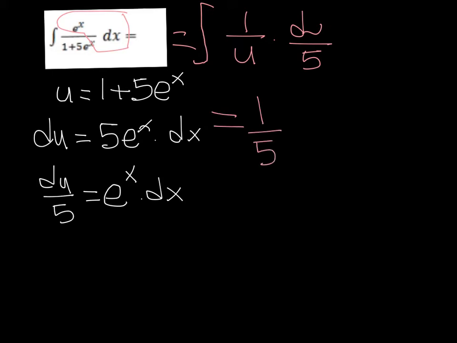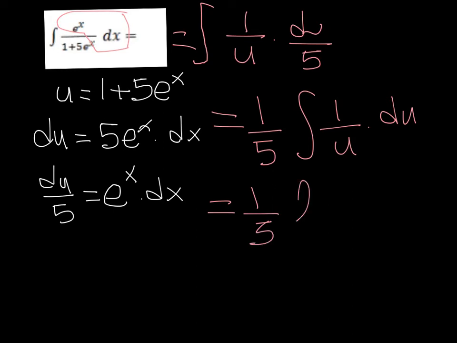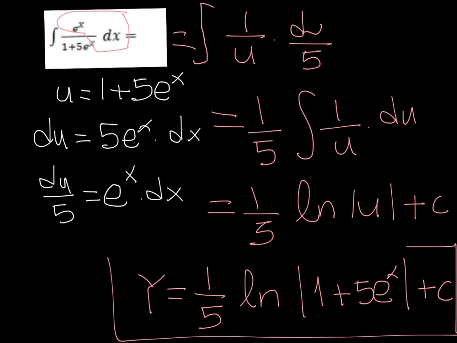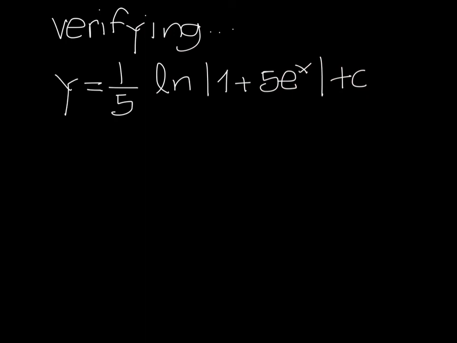Writing the constant out of the integral sign, we will have 1/5 of the integral of 1 over u. And using the basic rules, we know that the integral of 1 over u is natural logarithm of u plus c. So let's substitute back our variable of integration, and that will be 1/5 of natural logarithm of u, which is 1 plus 5e to the x, plus c. That is my indefinite integral, or my antiderivative.